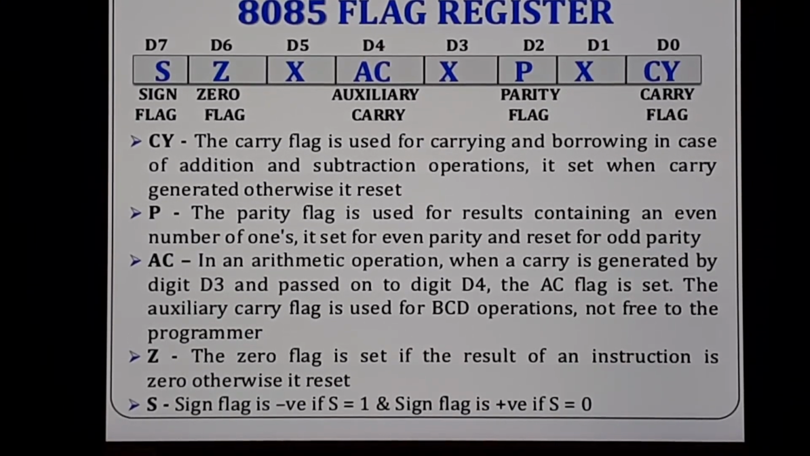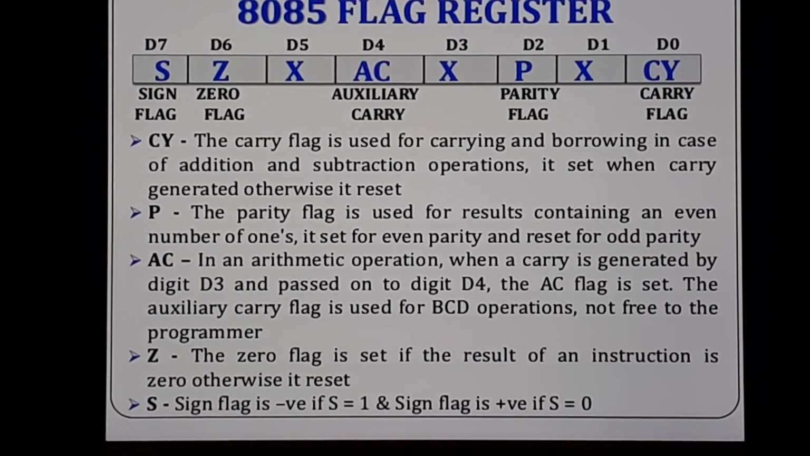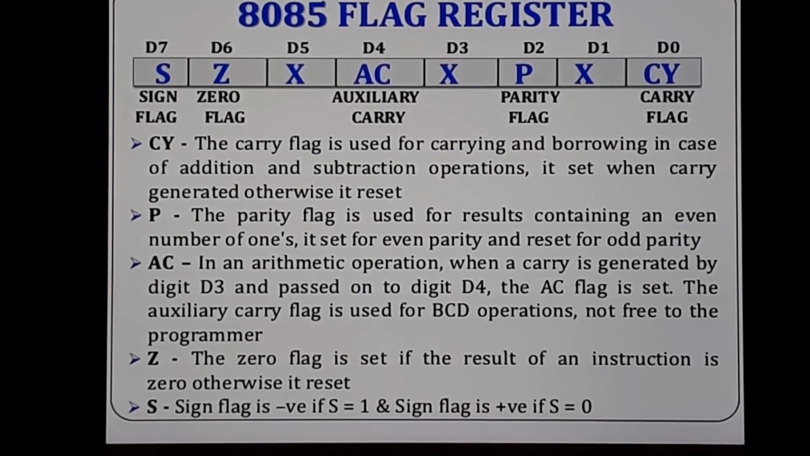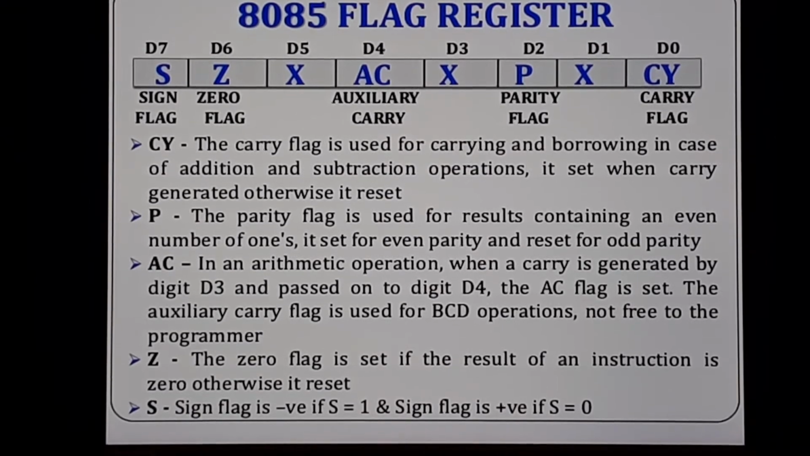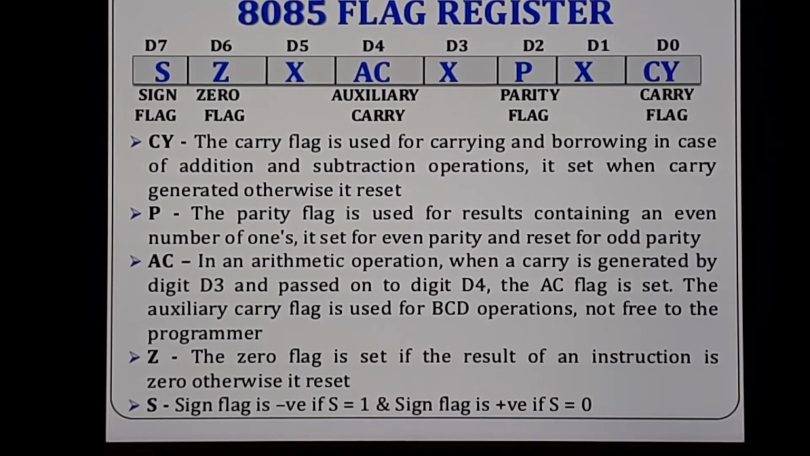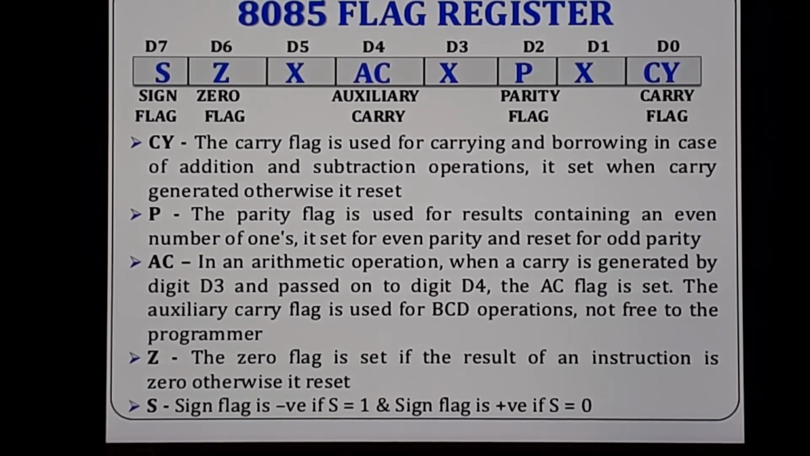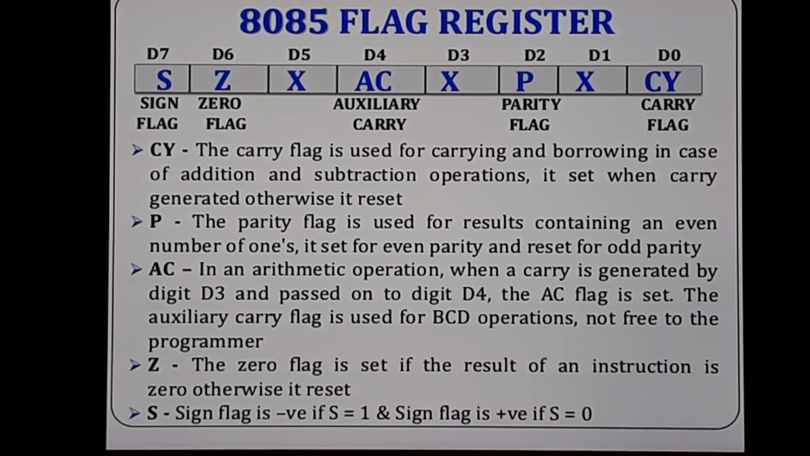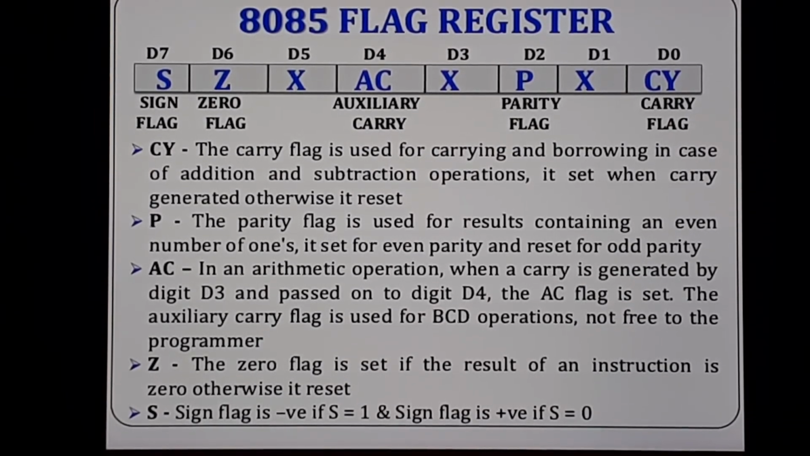P is parity flag. Parity flag will be set to 1 if your accumulator result contains an even number of ones. Suppose this flag register is 8-bit, correct? Now suppose the number has 4 ones and 4 zeros. You count the number of ones. How many? 4. So that is an even number. So your P flag, that is the parity flag, will be set to 1. So P is equal to 1.